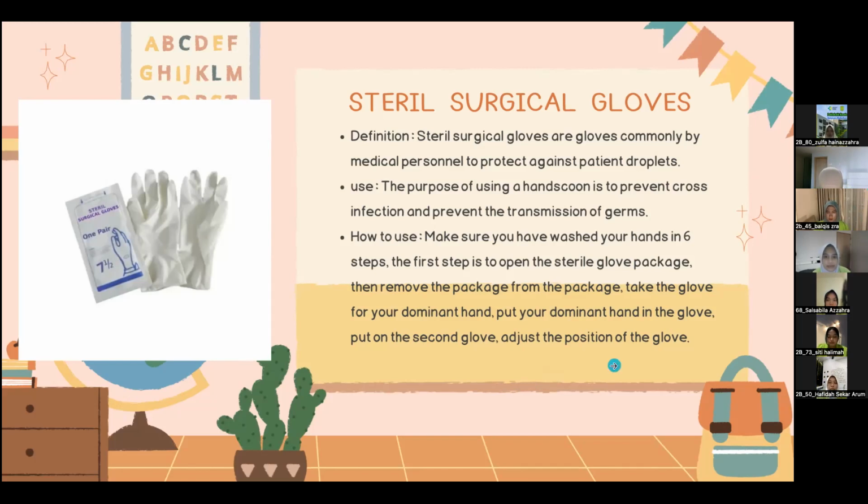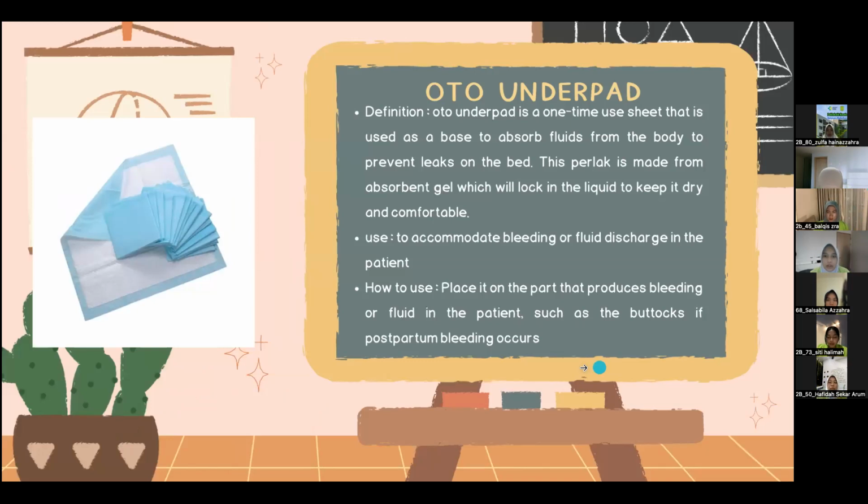Next slide. Underpad. Definition: an underpad is a one-time use sheet that is used as a base to absorb fluids from the body to prevent leaks on the bed. This product is made from absorbent gel which will work in the liquid to keep it dry and comfortable.